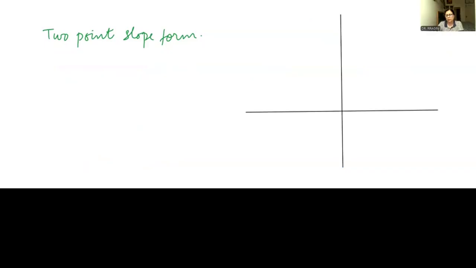Next is two-point slope form. In this case, this is an extension of the previous case. Like if we have two points given on the line, let's say A is given as (1, 3) and B is given as (4, 7). This is y-axis, this is x-axis.